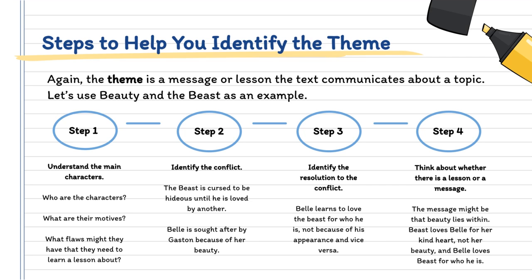Then for step two, you have to identify the conflict. So in this case, the Beast is cursed to be hideous until he is loved by another. And also Belle is sought after by Gaston because of her beauty. So we have multiple conflicts here.